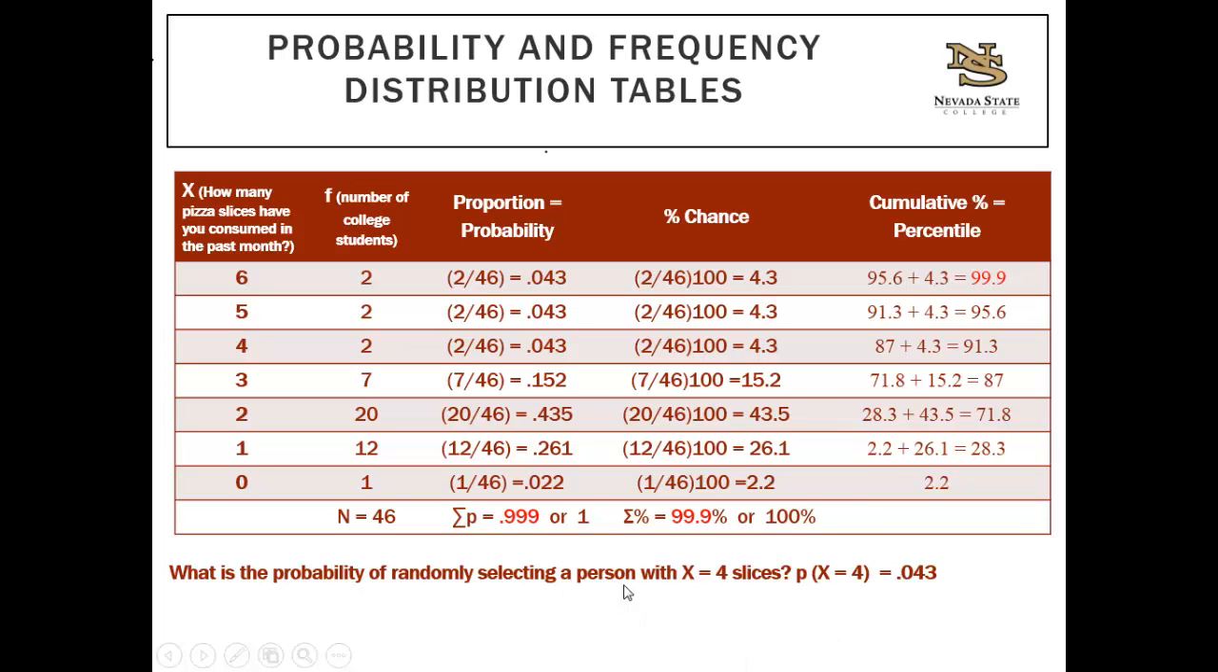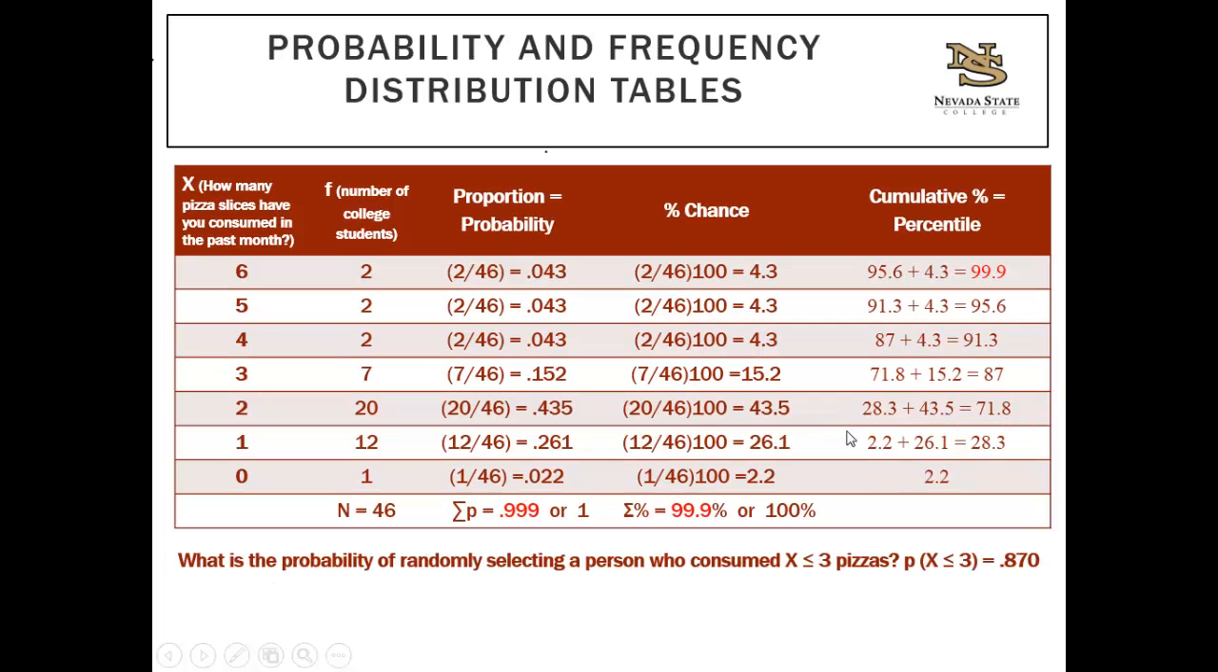And then before I leave this slide, I just want to mention that when you add up all of your proportions or probabilities, you should get something close to 1. And when you add up all your percentages, you should get something close to 100%, because 100% of this population ate between 0 and 6 pizza slices.